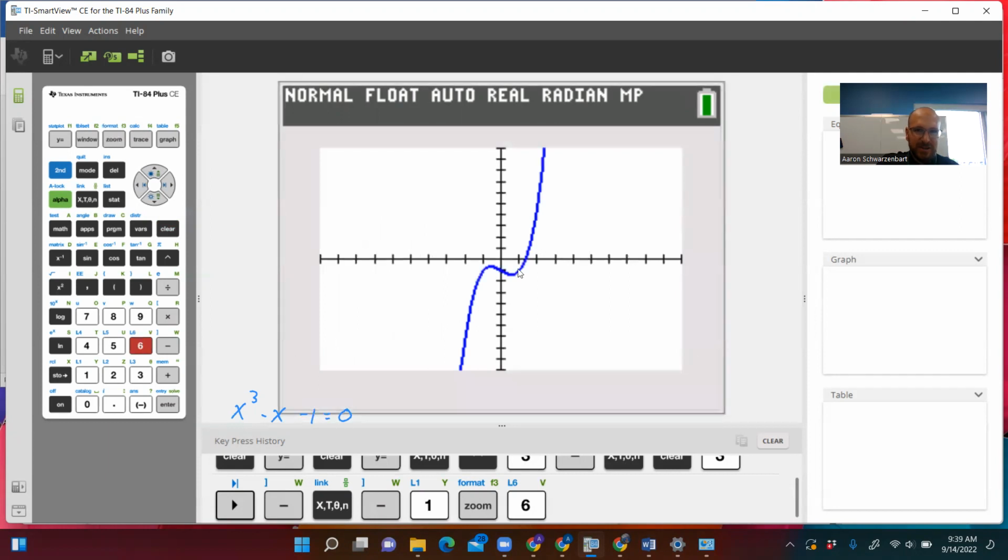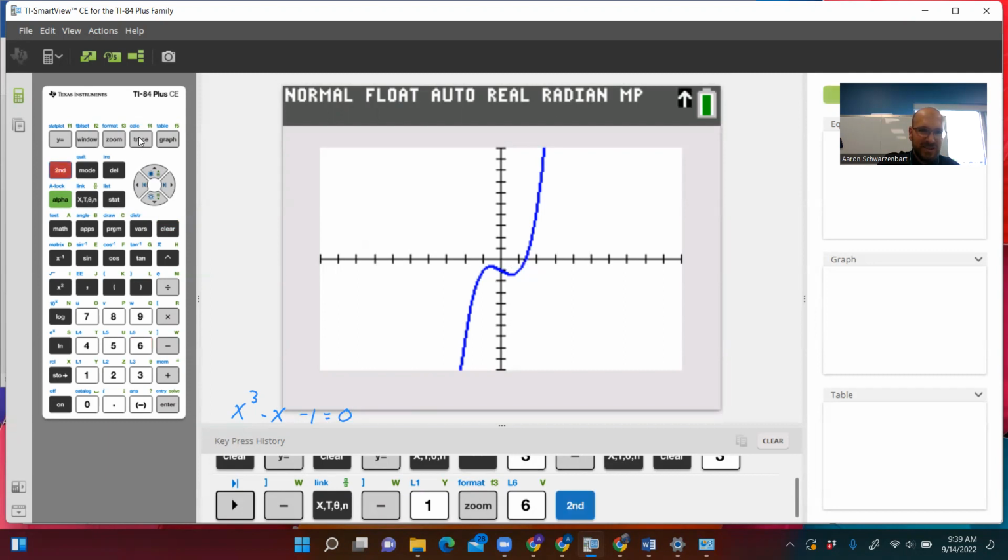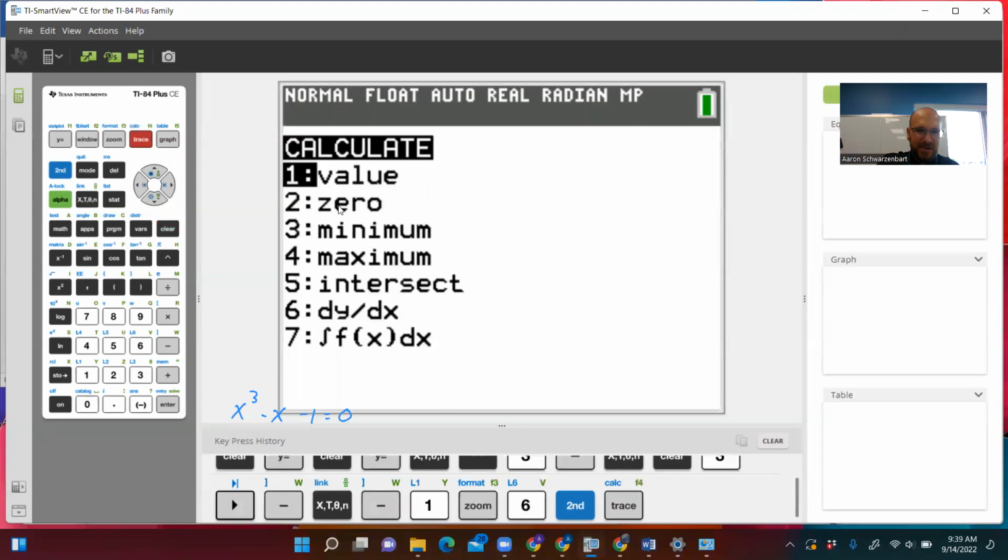You can scroll down, and I'm looking here for where it crosses the x-axis, because that is the location that y equals 0. And in place of 0, I substituted y. Okay, so I'm always looking for where it crosses the x-axis if I substituted y for 0. To do this, and I'm not going to use trace, I'm going to use second trace, which is the calc menu. That allows me to go down to 0.